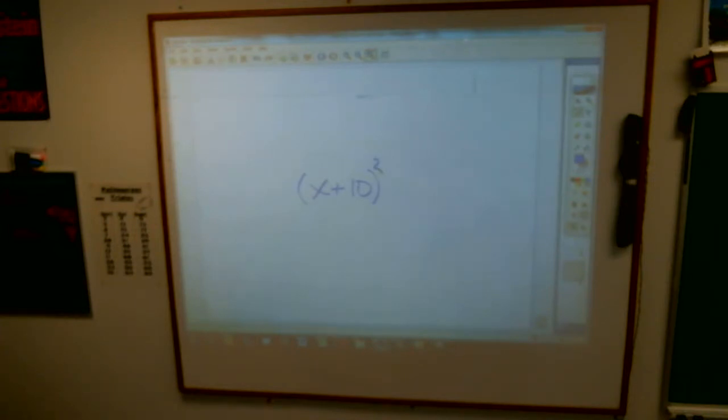Maybe do a little chanting poem. When you see a binomial squared like that, let's hum again.